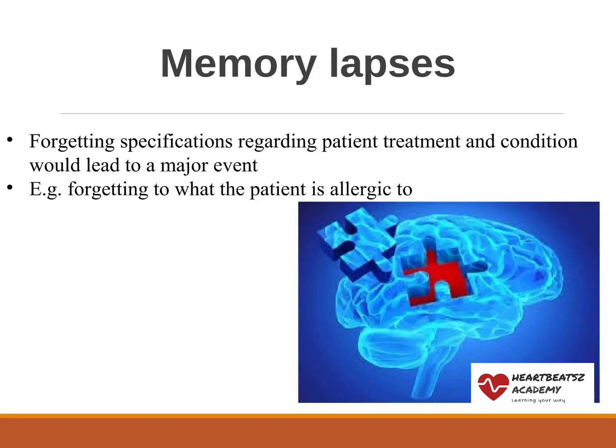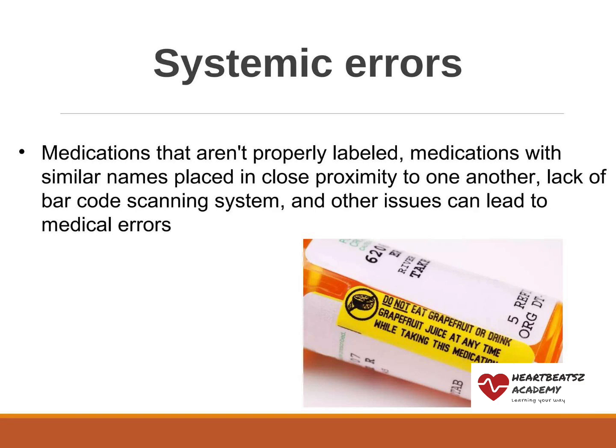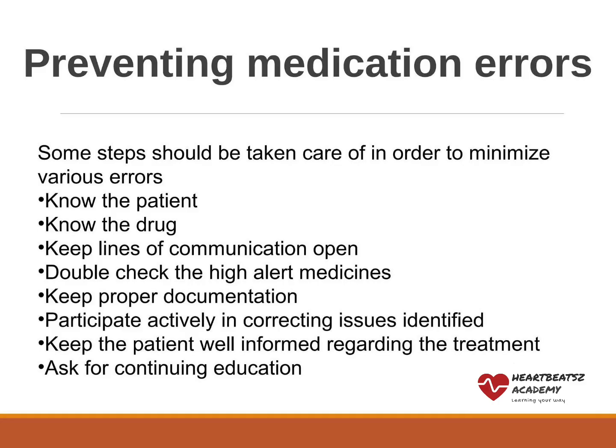Memory lapses can be forgetting specifications regarding patient treatment and condition, which would lead to a major event, e.g., forgetting what the patient is allergic to. Systemic errors means medications that aren't properly labeled, medications with similar names placed in close proximity to one another, lack of barcode scanning system, and other issues can lead to medical errors. Preventing medication errors can be done, e.g., some steps should be taken care of in order to minimize various errors.